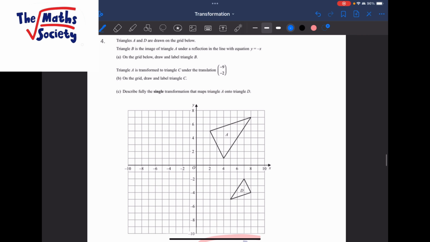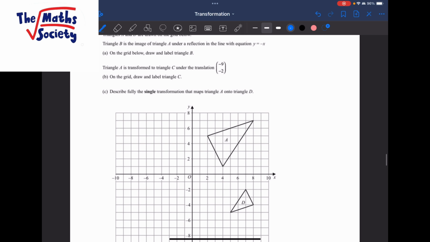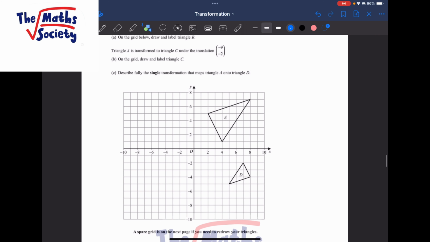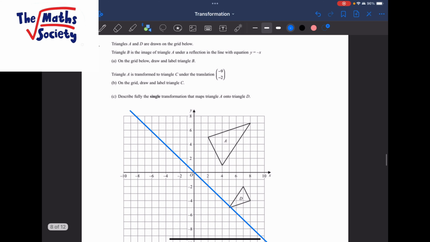And okay, number 4. Number 4 is that triangle A and B drawn. B is the image of A under the reflection of the line with equation y equal to minus x. So it's just going to go through here. On the grid, draw a triangle labeled B. So you're just gonna, yeah, there you go. And then it says it has to be a reflection of B, right?